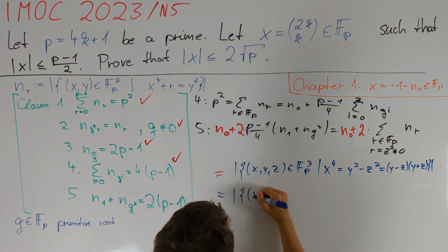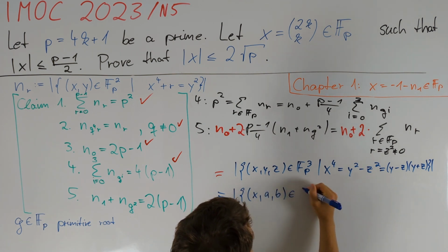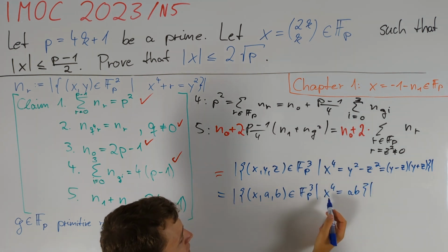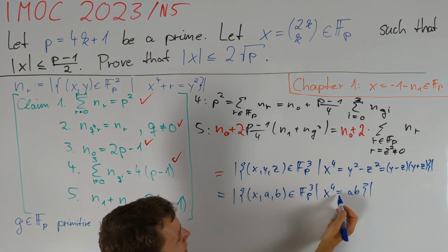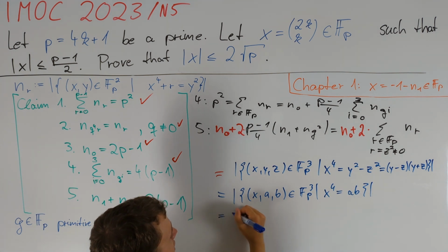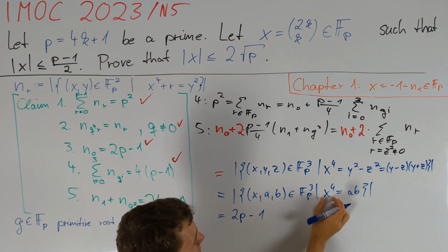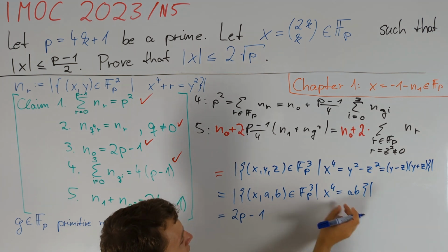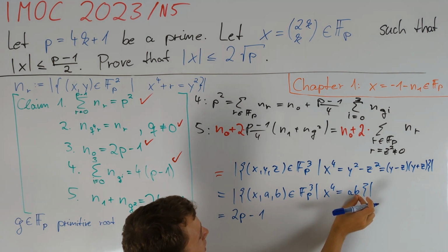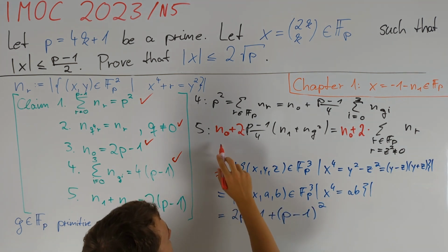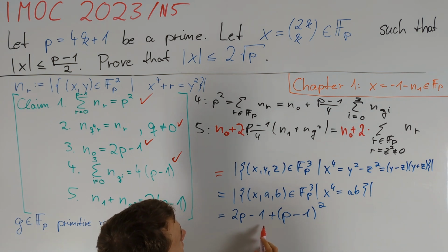This is the number of triples x, a, b in Fp cubed, such that x to the power of 4 equals ab. For x equals 0, this equality is true if and only if at least one of a and b equals 0, and so we get a 2p minus 1. For all the other p minus 1 values of x, x to the power of 4 is also non-zero, and therefore we get exactly one possible value for b for each non-zero value for a. In other words, we get another p minus 1 squared. After subtracting n0, which is equal to 2p minus 1, from both sides, and then dividing by p minus 1 over 2, we get our desired result.